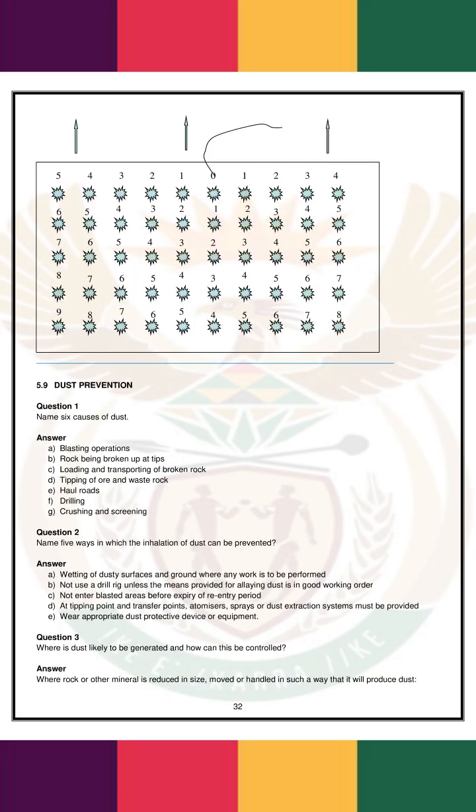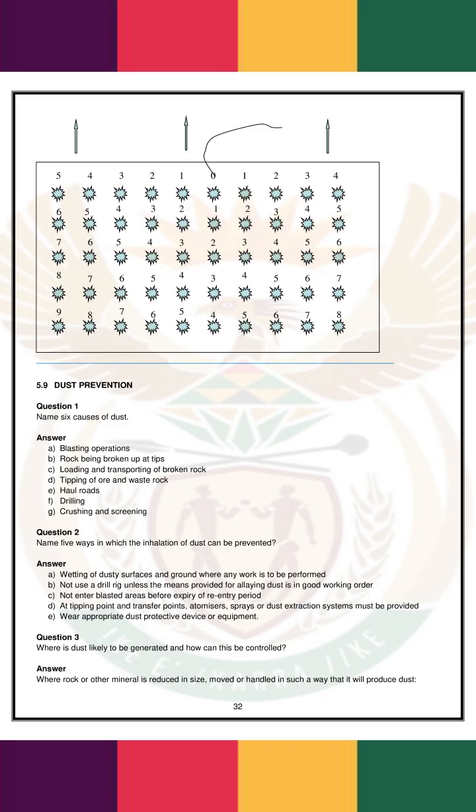5.9 Dust Prevention. Question 1. Name 6 causes of dust. A. Blasting operations. B. Rock being broken up at tips. C. Loading and transporting of broken rock. D. Tipping of ore and waste rock. E. Haul roads. F. Drilling. G. Crushing and screening.